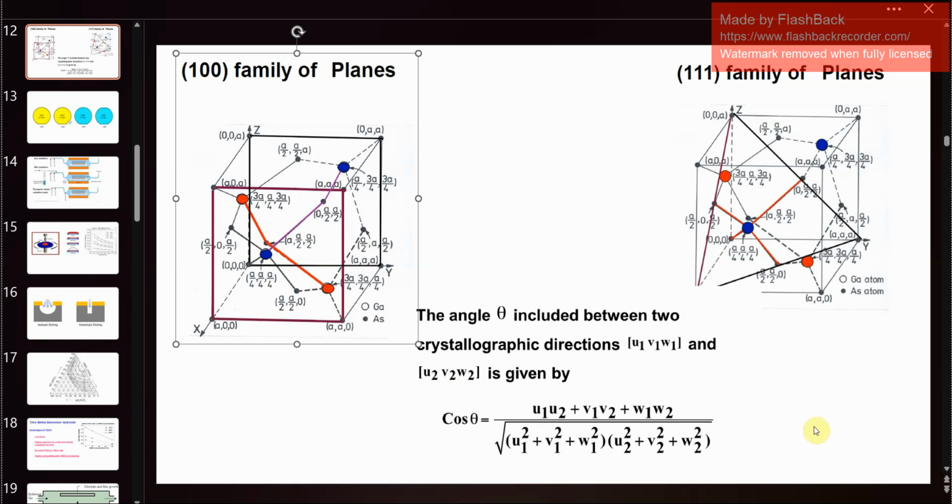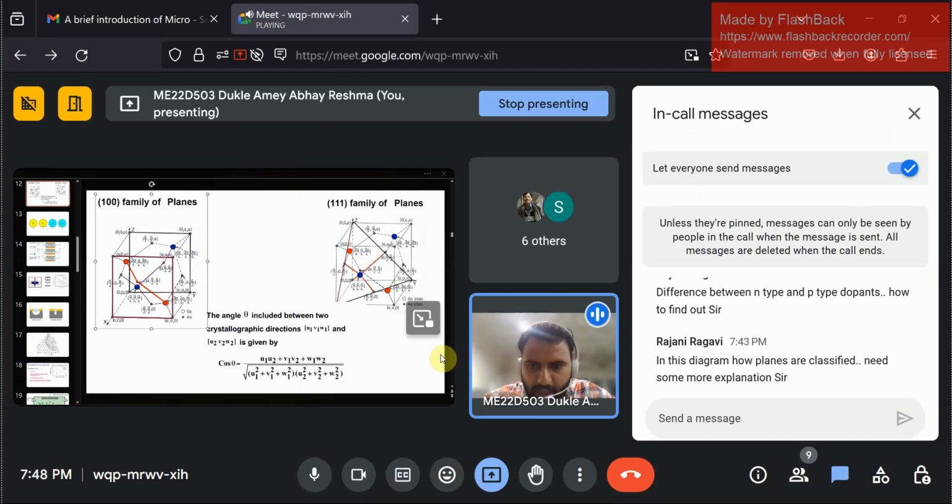Likewise, here you can connect all the points, and this plane, through the cross section, is designated as the 111 family of planes. I tried. This is how the planes are numbered, or how the family of planes is demonstrated. You need to go deep into it.